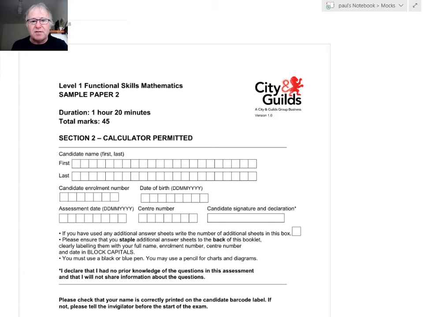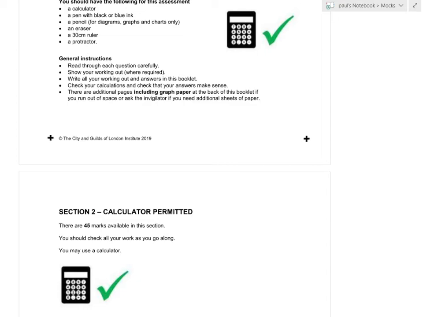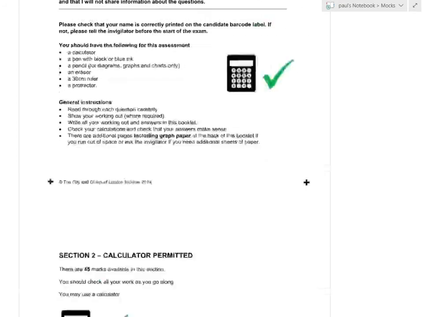City and Guilds Functional Skills. Sample paper 2 for level 1 and the calculator paper. So let's crack on with this, see what we can do. What do we normally get for this? An hour and 20.